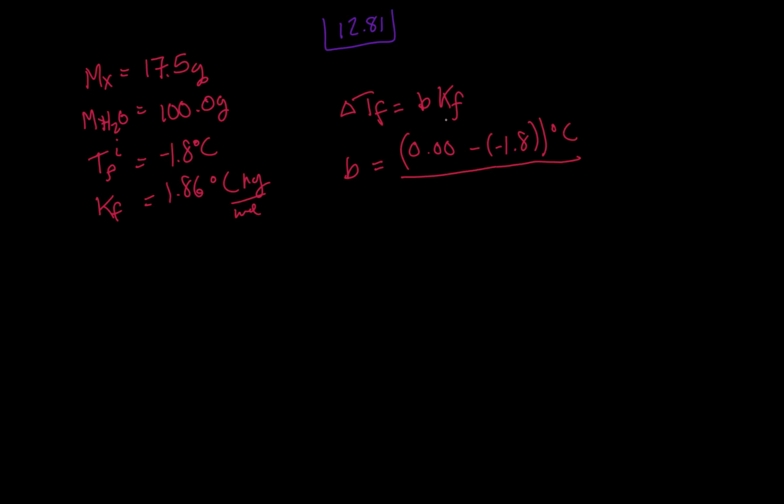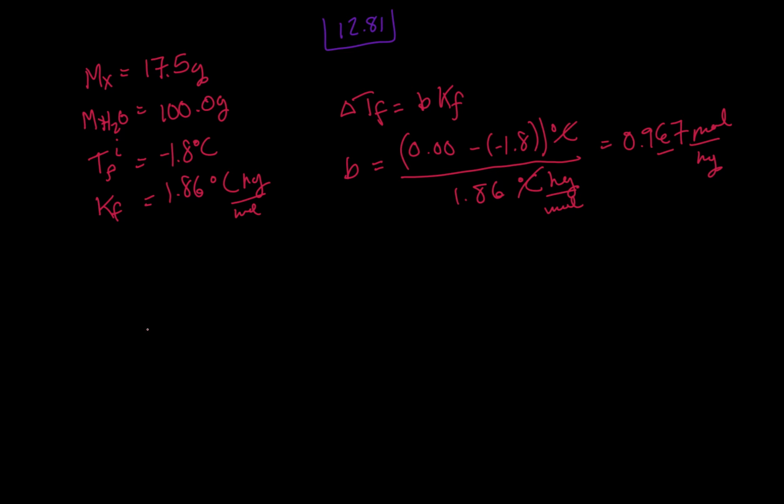We're dividing this whole expression by K_f, which is 1.86 degrees Celsius kilogram per mole. The degrees Celsius cancel, which returns us a value in moles per kilogram, which is what we want, and we find a molality of 0.967, confident to 2 digits in this case because of that factor there, moles per kilogram.